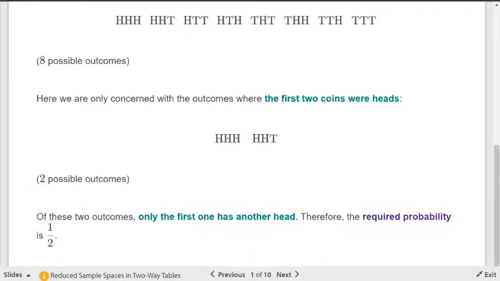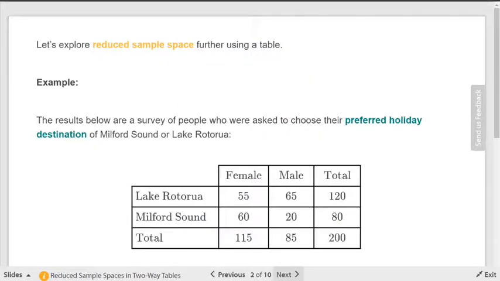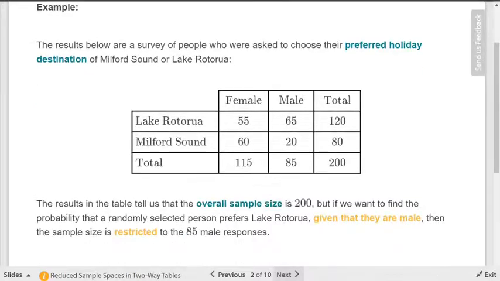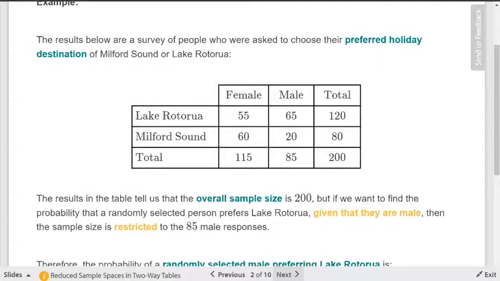All right? We can also have that happen to us when we're given the information in a two-way table. So look at the two-way table here. The results below are a survey of people who were asked to choose their preferred holiday destination of Milford Sound or Lake Rotorua. You'll see it's broken down by male and female and which place they preferred. They've gotten their totals, so this is a complete table. Again, remember, in your homework, some of these might not have the totals, or they may have missing pieces that you have to find.